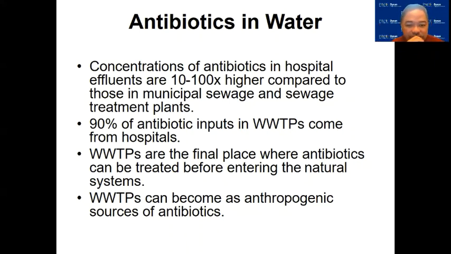Now, 90% of the antibiotic inputs in wastewater treatment plants come from hospitals. So the main source of antibiotics are those coming from the hospital, because this is where they're being prescribed or where they have surgery. When they excrete it, it will go to the wastewater treatment plant. As shown here, wastewater treatment plants are the final place where antibiotics can be treated before entering the natural system.